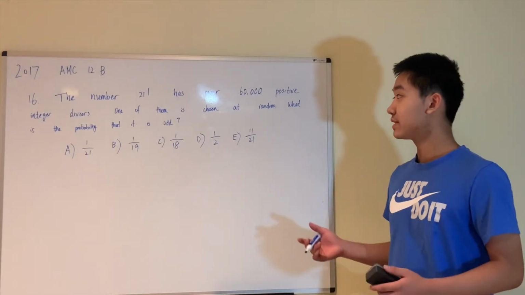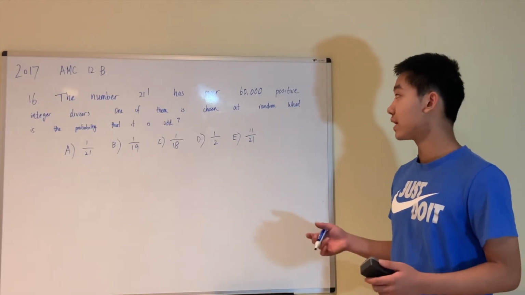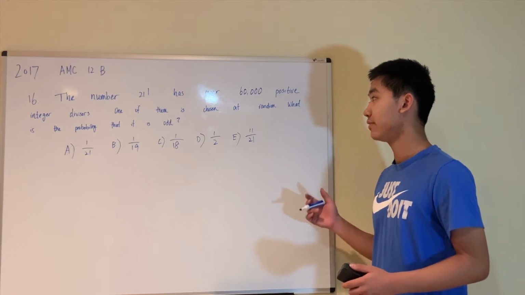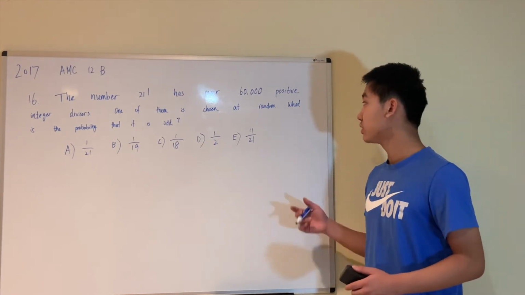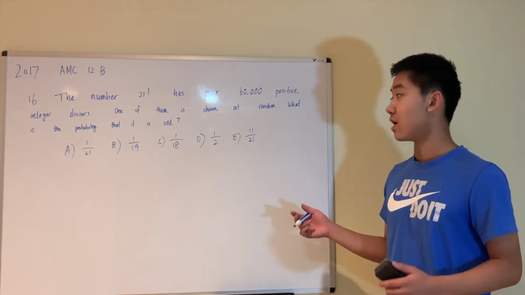This is problem number 16. It reads, the number 21 factorial has over 60,000 positive integer divisors. One of them is chosen at random. What is the probability that it's odd?